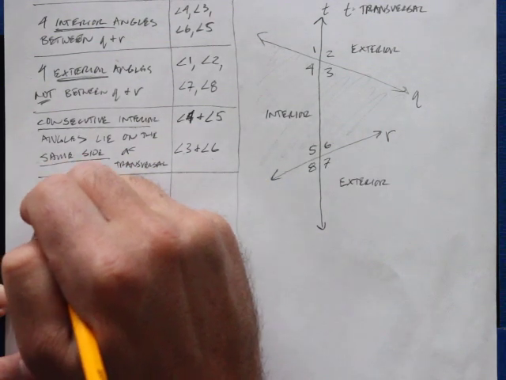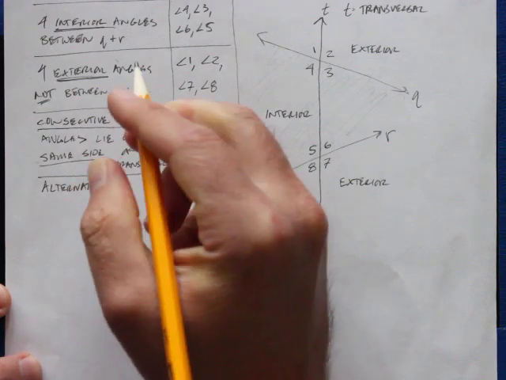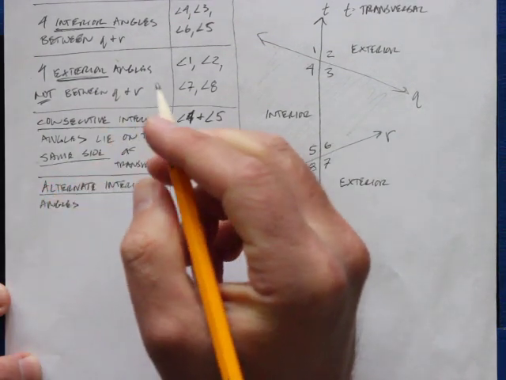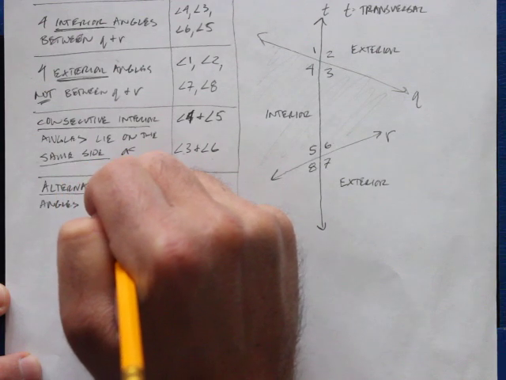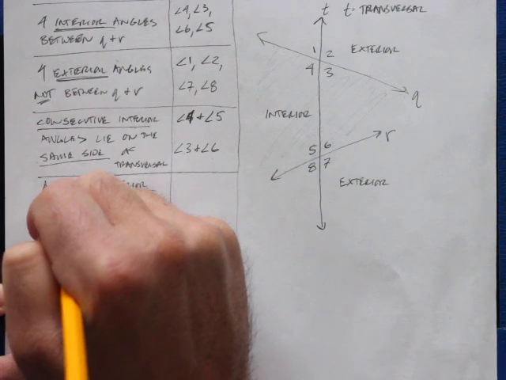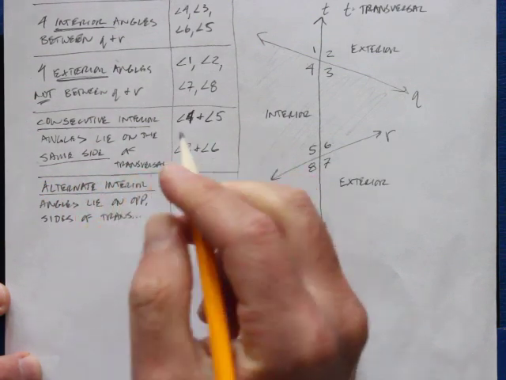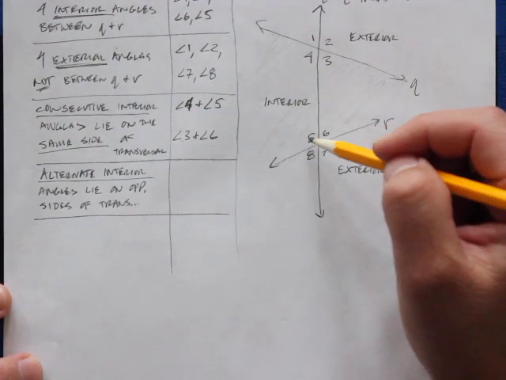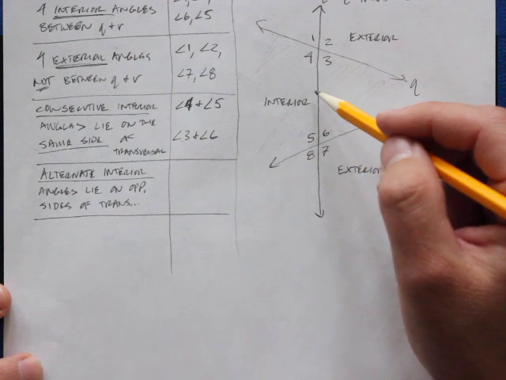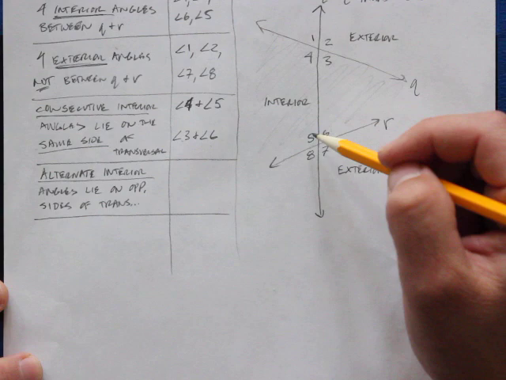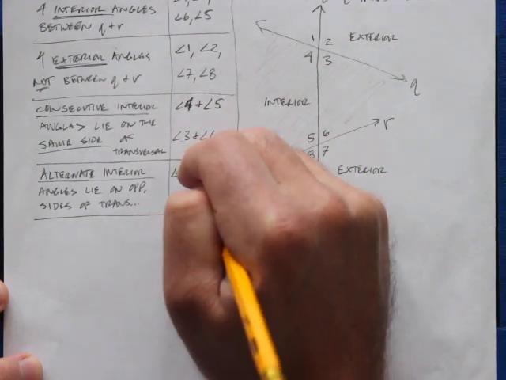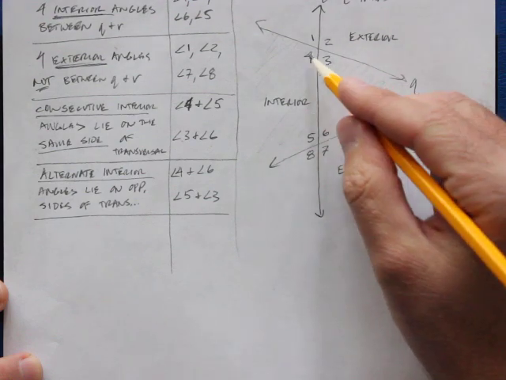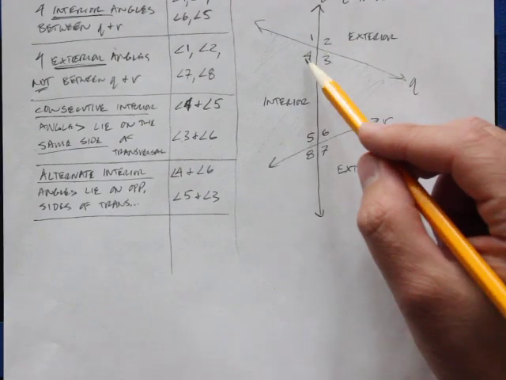Alternate interior angles lie on opposite sides of the transversal. So the alternate interior angles are still interior angles, but they are on opposite sides of the transversal. So the alternate interior angles are 4 and 6, and 5 and 3. They're on the opposite side, or alternate, sorry, not opposite. Alternate. They are on the opposite side.